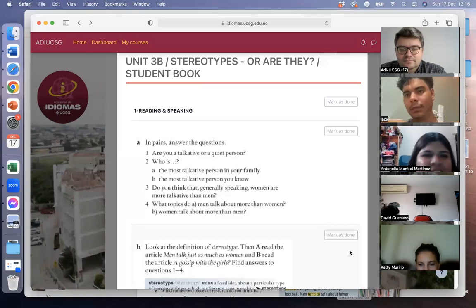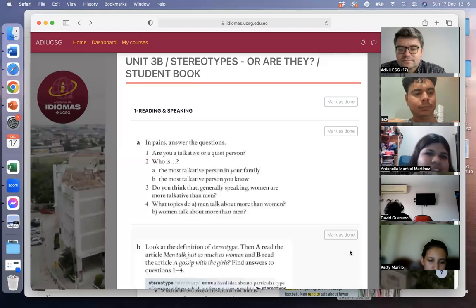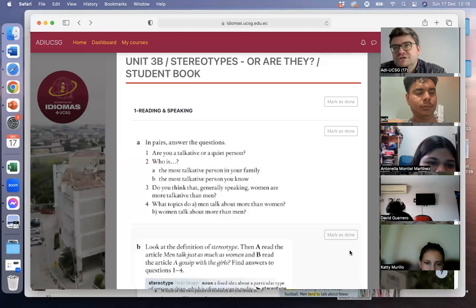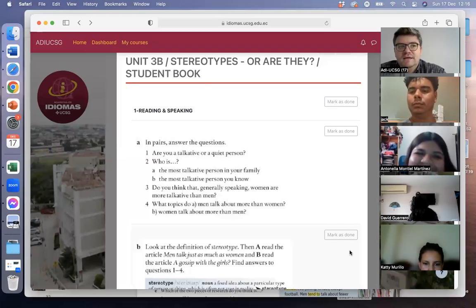Like rules that you have to follow. For example, a stereotype in beauty, like certain rules you have to follow to have a goal. Are these rules or just ideas? Because rules we should be following. Ideas. Yes, okay.